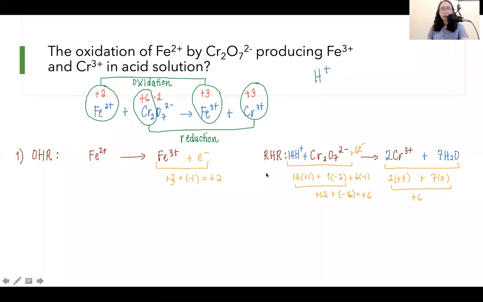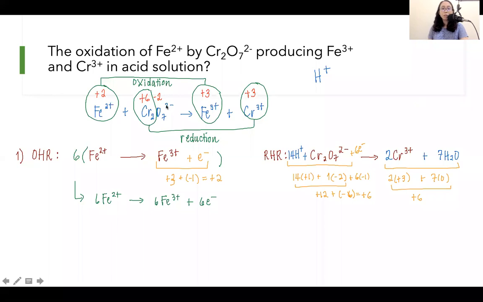The fourth step is important. In the fourth step, we maintain what we call the electrical neutrality of the solution. This simply means that the number of electrons provided by the oxidation half reaction must be equal to the number of electrons needed by the reduction half reaction. So if we look at the number of electrons, in the oxidation half reaction, we only have 1 electron, but in the reduction half reaction, we need 6 electrons. So this can be solved by multiplying the oxidation half reaction by 6. This gives us a new oxidation half reaction involving 6 iron 2 forming 6 iron 3 plus 6 electrons.